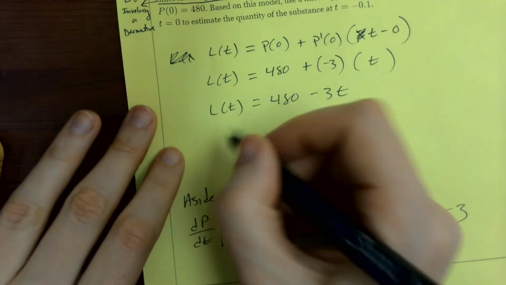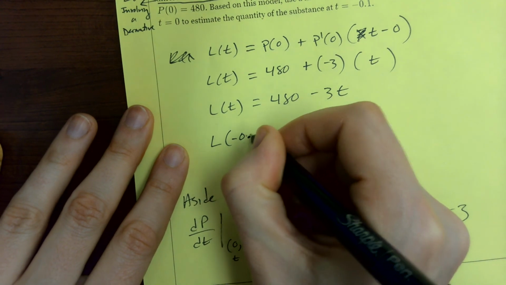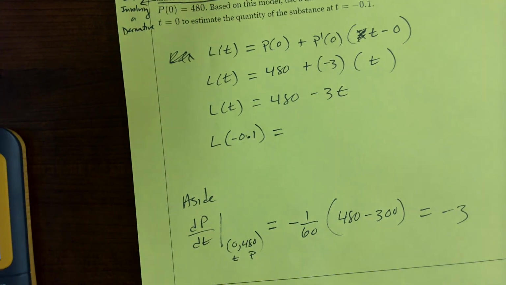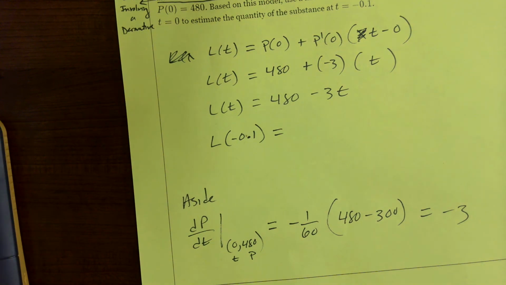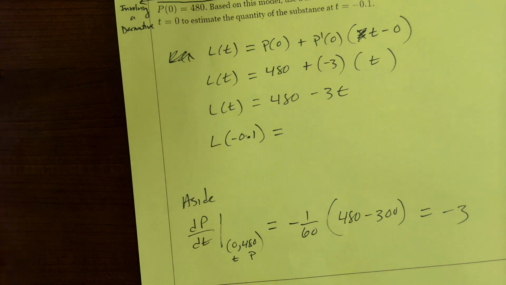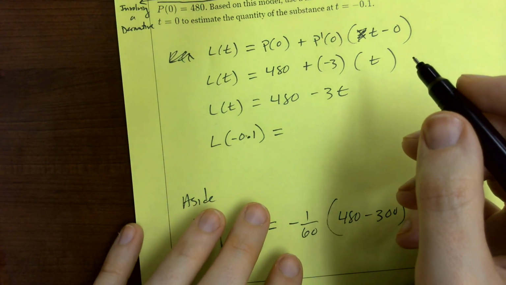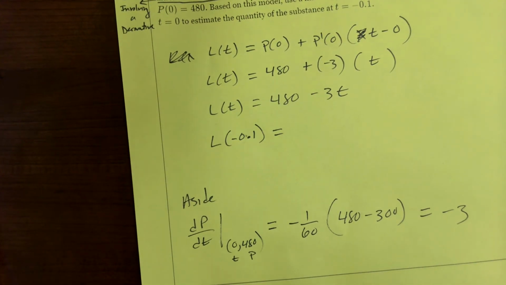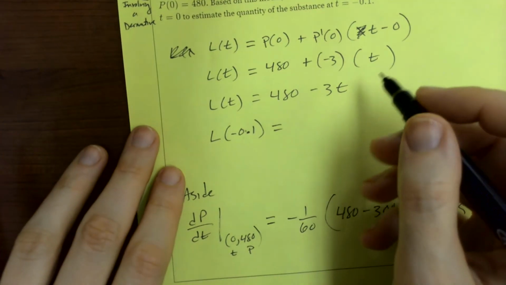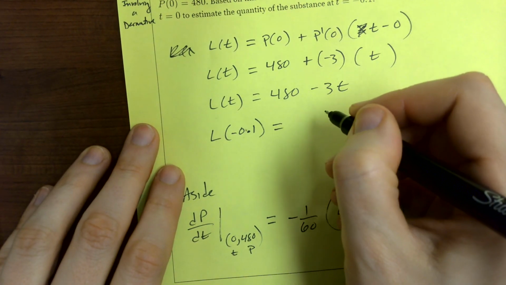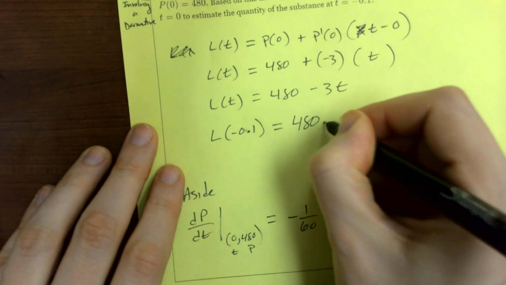Now we want L of negative 0.1, which is equal to 480 minus 3 times negative 0.1. Okay, I hope I'm doing this right. I think I am. Let me think. Sorry, guys. No, that makes sense. So that's 480.3.